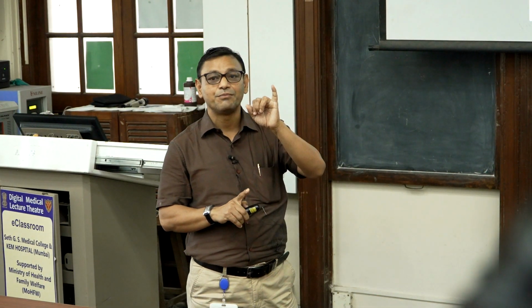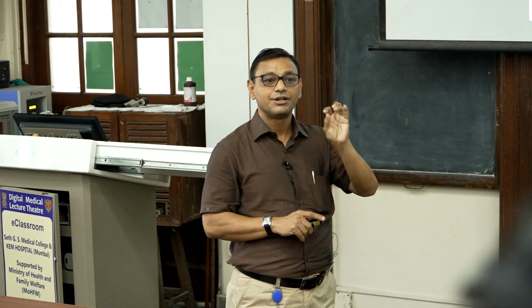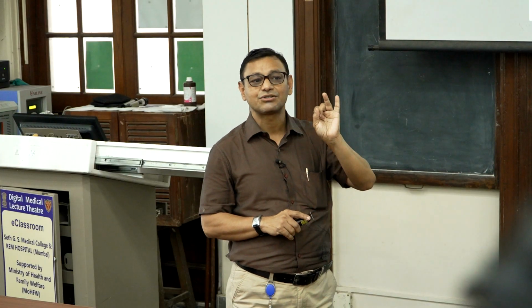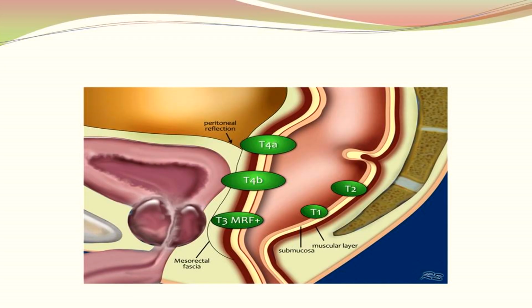involvement of submucosa. Okay, understood? T2 is involvement of muscularis propria. And then here the entire thing changes. There is something called T3, that is involvement of mesorectal fascia.